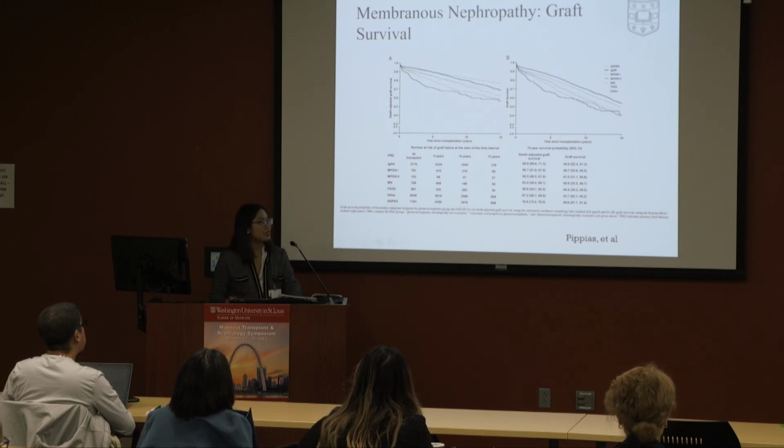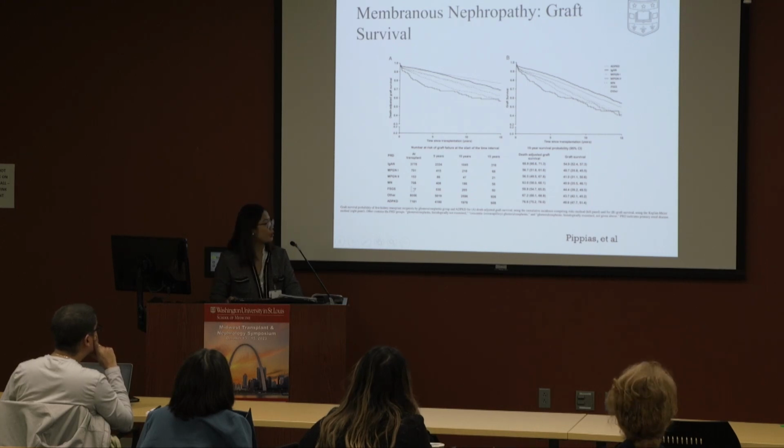But among this, it wasn't exactly sure how many of those were due to de novo or secondary or recurrent membranous nephropathy, but it was still hypothesized that a large part was due to recurrent membranous nephropathy.